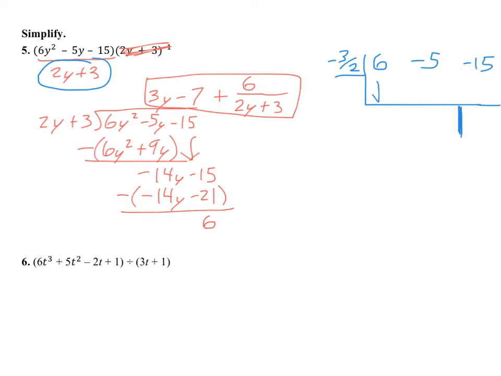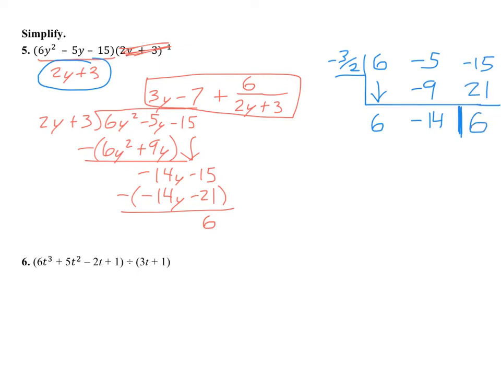So we bring down. Now I multiply. Negative 3 over 2 times 6. That would be negative 9. I add negative 5 and negative 9. That makes negative 14. Negative 14 times negative 3 over 2 would be positive 21. Then you get 6.